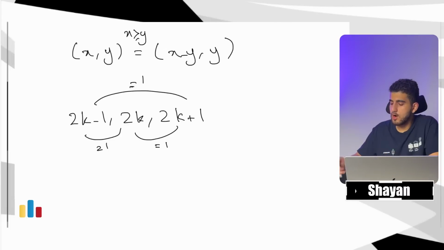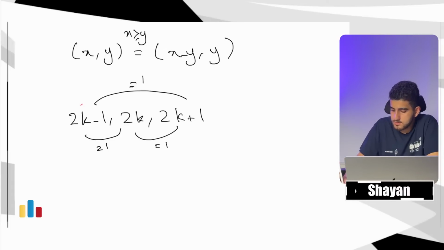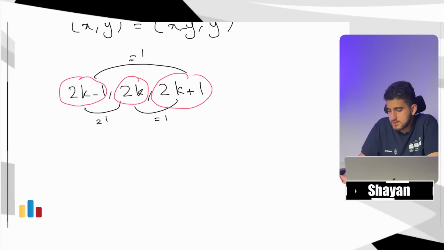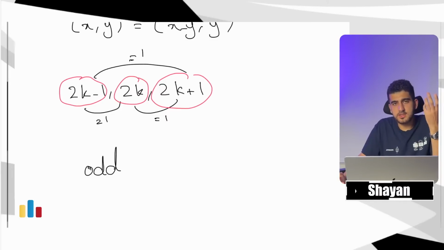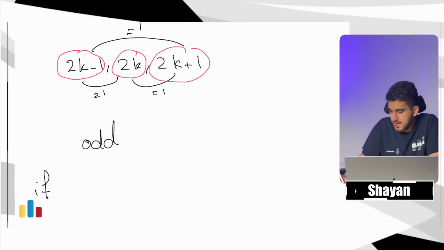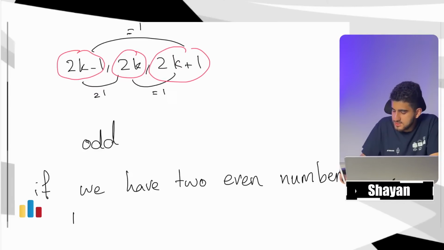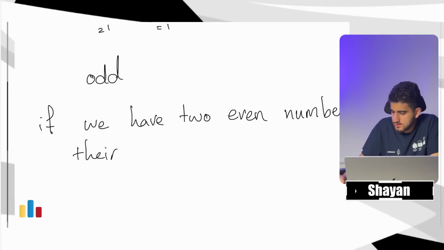No, the two odd numbers we have are 2k minus 1 and 2k plus 1. Our numbers are like this. Yes, in general, it's possible that we have two odd numbers whose GCD is greater than 1. But what I'm saying is that if we have two even numbers, their GCD is definitely greater than 1.